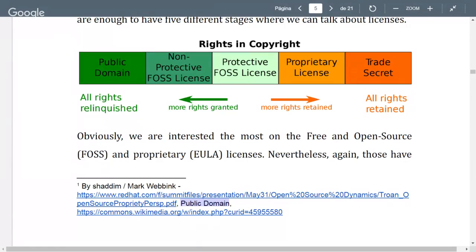But there is a big question there. And the most important question is whether the person you are giving this software to can use it in any way that he or she wants, or whether there are some rules that you put in that software so that the person cannot use it freely. So let's see. The first scenario is freedom, right? The first scenario is what we call a non-protective FOSS license, which means that actually you can do whatever you want with your software.